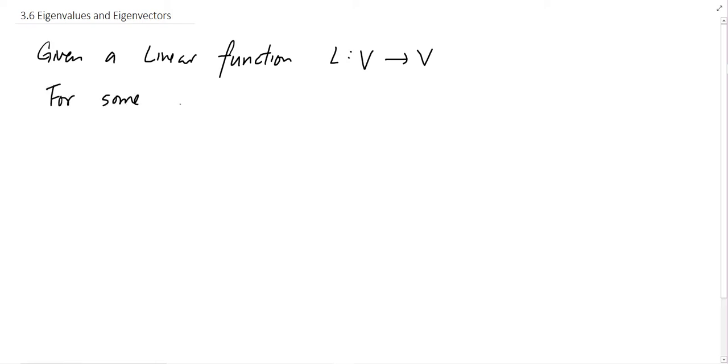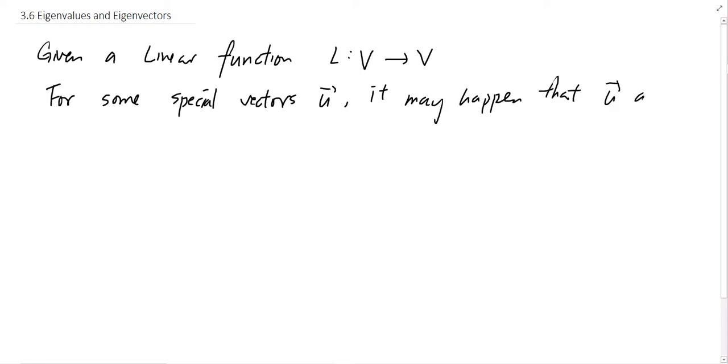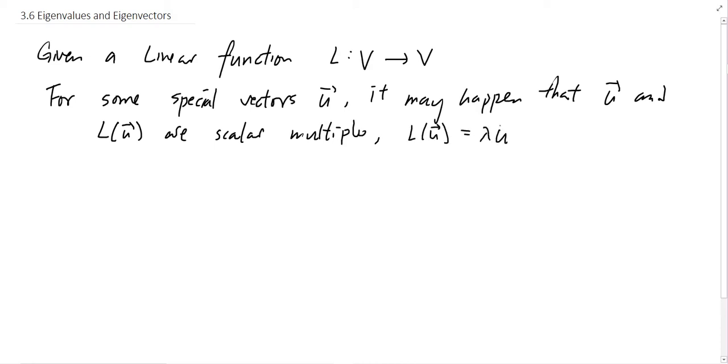It doesn't happen all the time. It only happens for some special vectors, let's say vector u. It may happen that vector u and the output of vector u for the linear function L are basically scalar multiples, meaning that L of vector u is just equal to some constant times vector u.